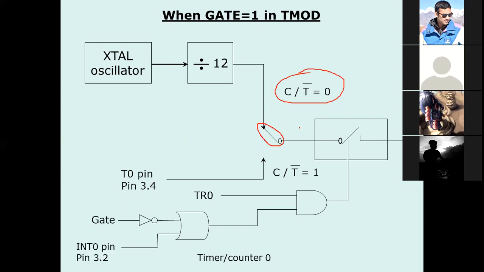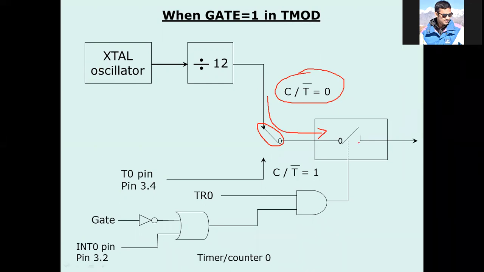Now C/T bar is 0, so this is connected. Some crystal oscillator frequency will be there, so some input will be there from this way. Clear? Now this switch is open, so here no output will be there. This switch is open. Understood? Now I am removing this one, so now come to this part.